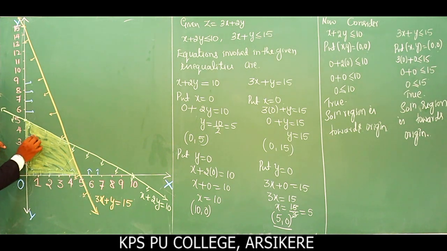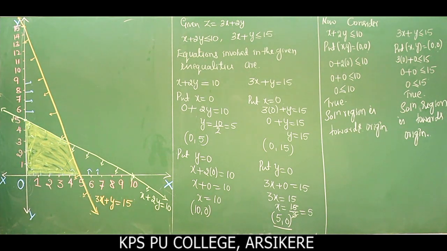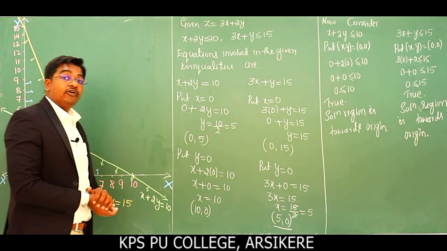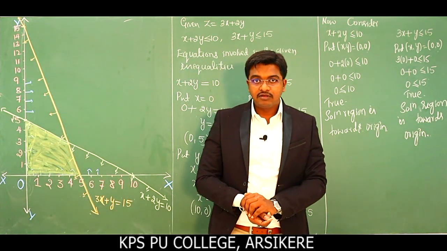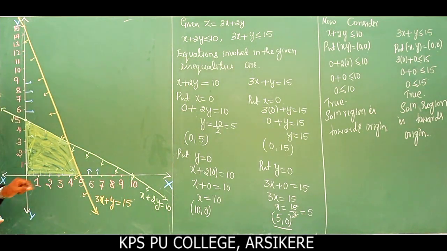You must write this in your notebook. The shaded region is called the feasible region, or you can name it with letters. If I name this point O and take the other points as A, B, C, then OABC is the feasible region. After drawing the feasible region, next we need to find the corner points. What are the corner points? The points of intersection of boundary lines are called corner points.